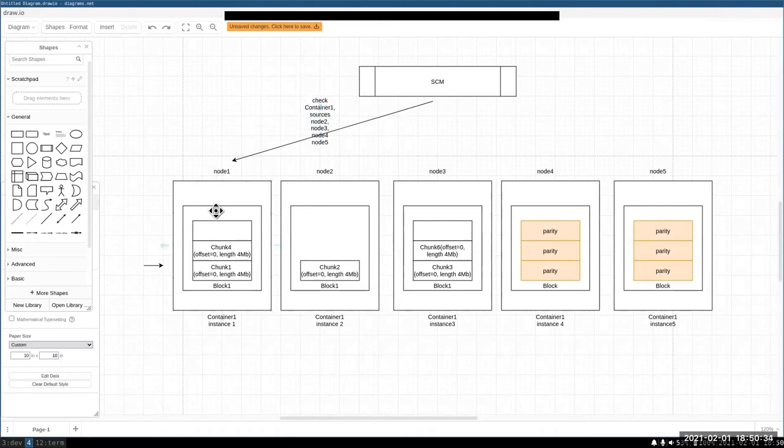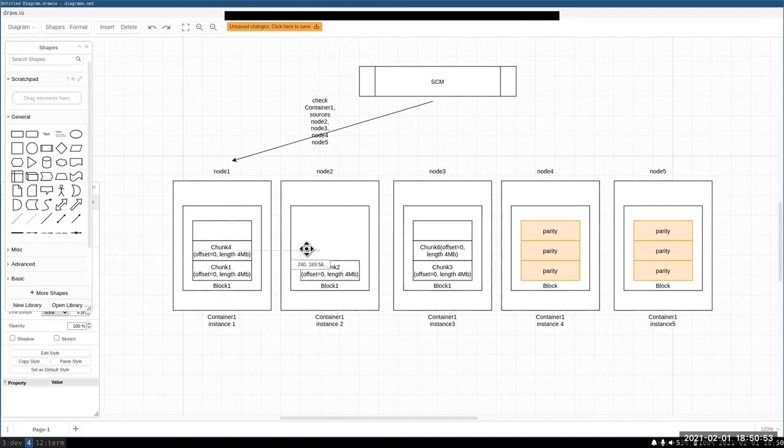And node one has all of the block level information. The SCM has no information about the block level data, but node one has it. Node one knows exactly that, okay, in this container one, at least on my side, I can see one block and a lot of chunks. And it can ask all of the other data nodes, what do you know about this container one?